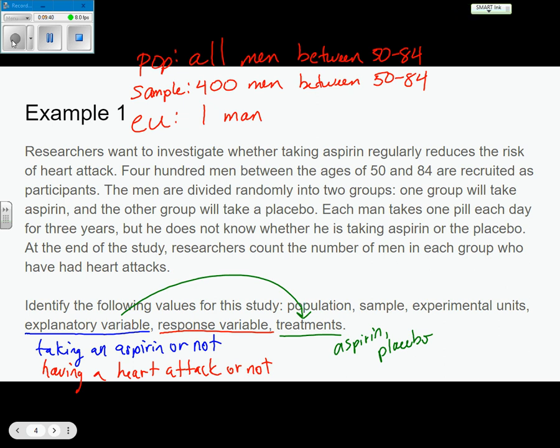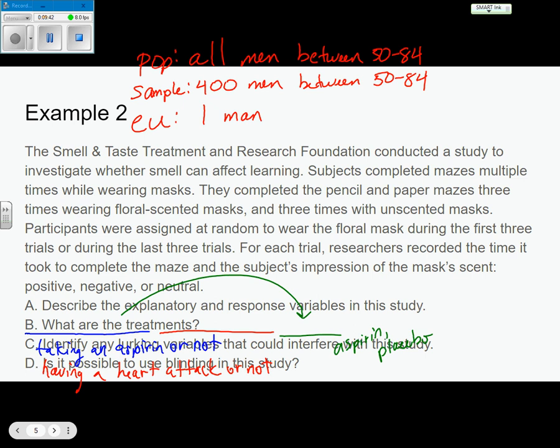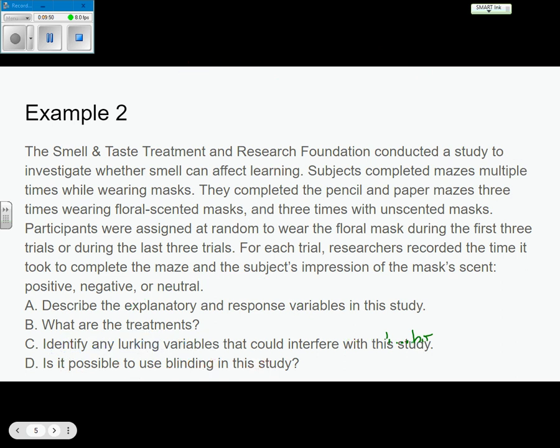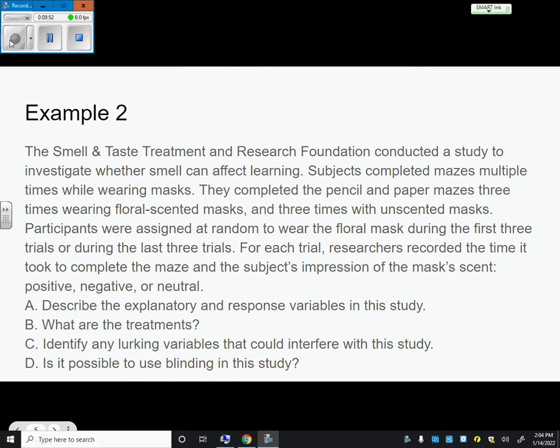All right, you're in Table Buddy. I'm going to change it up a little bit. I want you to read this one, try it on your own, and then we'll go over the correct answers together. All right, let's go over this, see what you guys got.